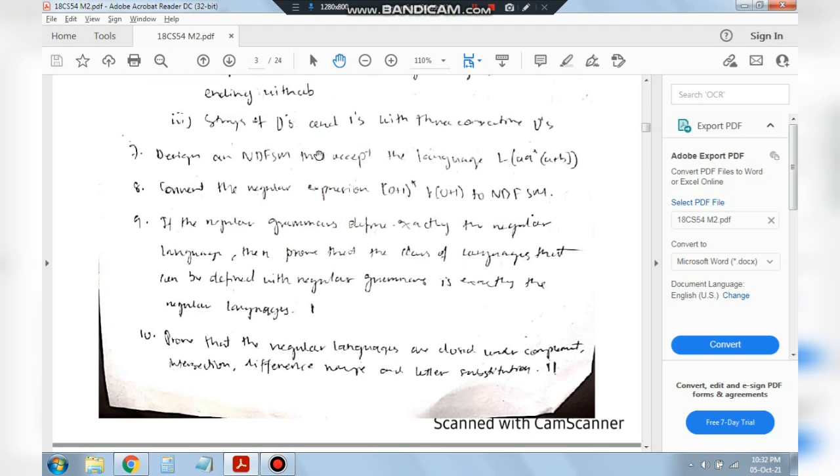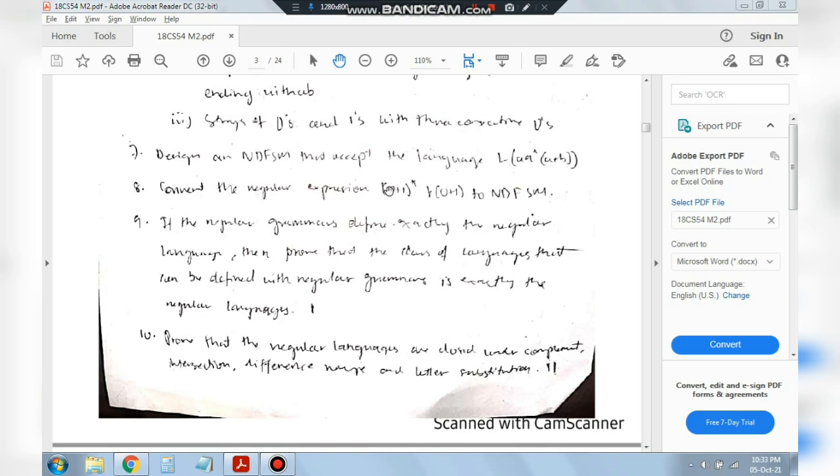Design an NDFSM to accept the language. Here, what we can do is union operation and concatenation, as well as Kleene star, right? So by using this, we can create the FSM. And here we have the same thing as this one. We have to convert this expression into NDFSM. So basically, observe what the operators are here: the union operator, concatenation, as well as Kleene star. So do it one by one.